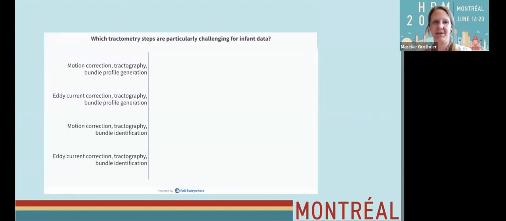And this is my last quiz question for today, which is, which tractometry steps are particularly challenging in infant data? Motion correction, tractography and bundle profile generation; motion correction, tractography and bundle identification; or eddy current correction, tractography and bundle identification?